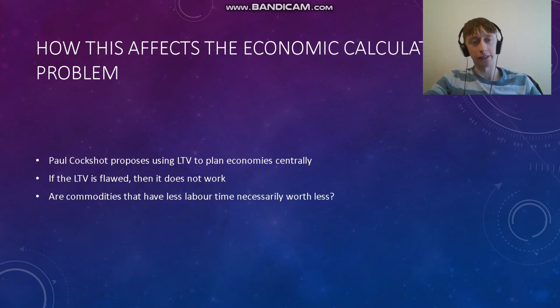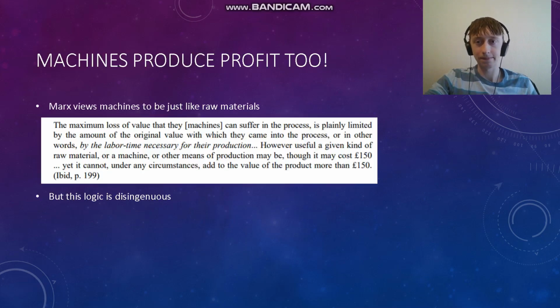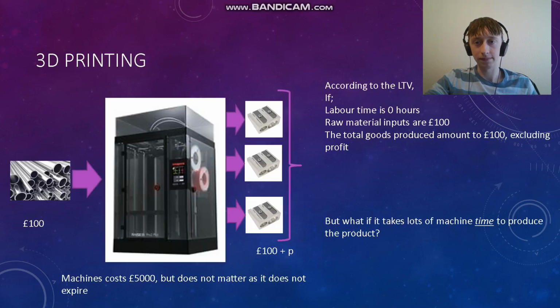If the LTV does not factor in machinery, then that means the LTV is definitely flawed, because what if there are products that have less labour time and more machine time? Take a 3D printer, for example. Suppose that a 3D printer takes in £100 of raw materials, and because a machine does not depreciate, there is virtually no exchange value transferred from a machine into the total product produced. According to the labour theory of value, the total goods produced would amount to £100, excluding profit.